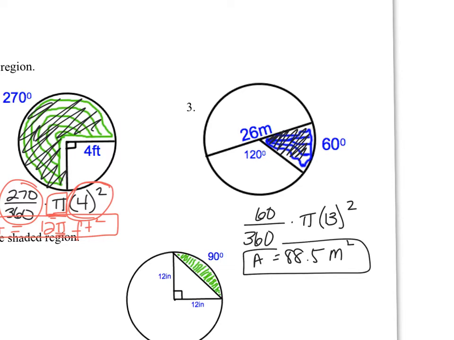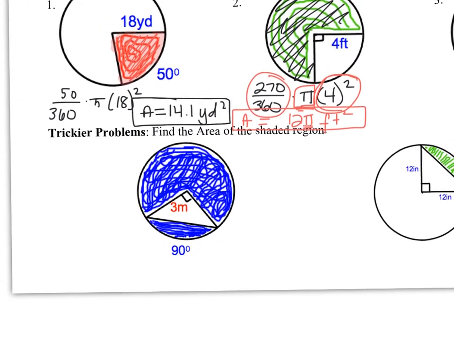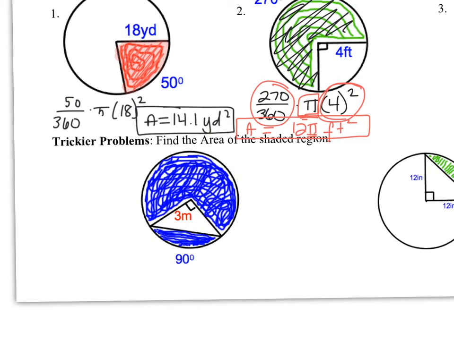Alright, so let's go ahead and do this next one. Trickier problems. Find the area of the shaded region. So if I think about this, I want the area of the whole circle except for what? The triangle. So I want you to pause this video and try this on your own, see if you can figure it out. And if you can figure it out, you can unpause and check your answer. And if you tried and you can't figure it out, that's okay. Go ahead and unpause the video and then I'll explain it.